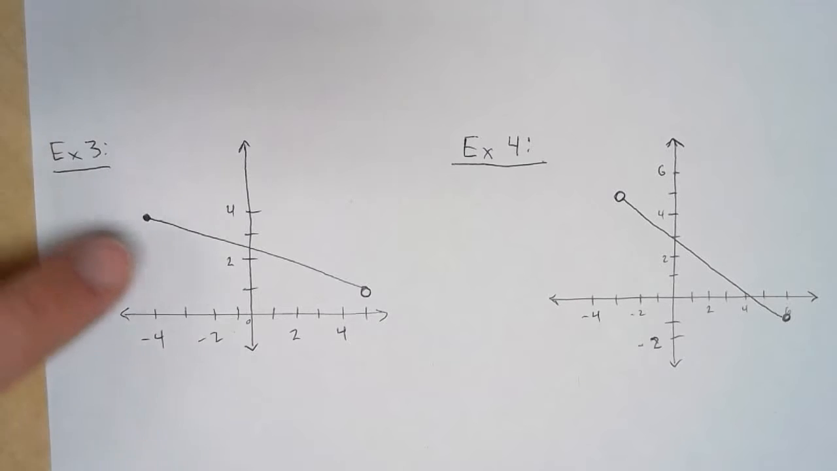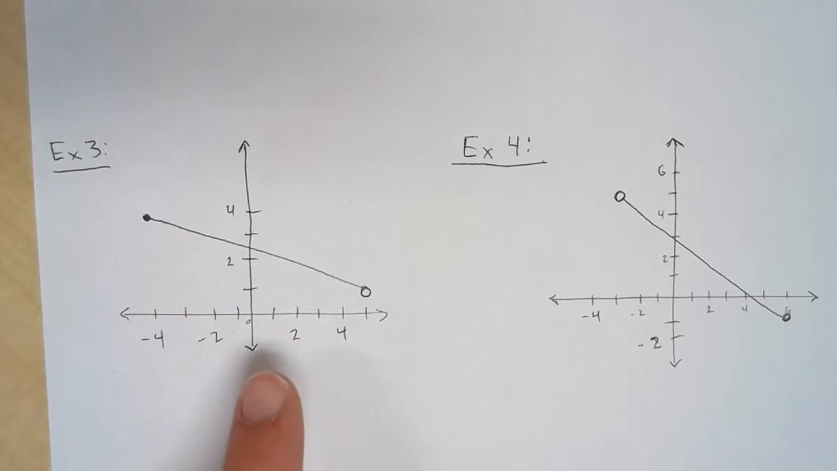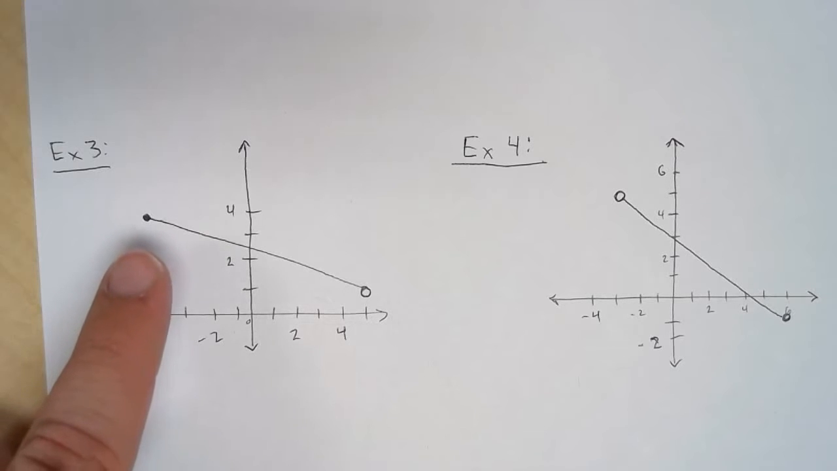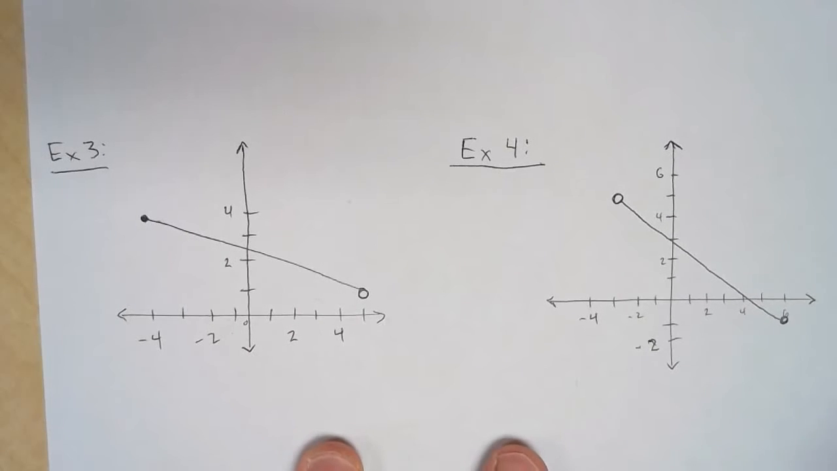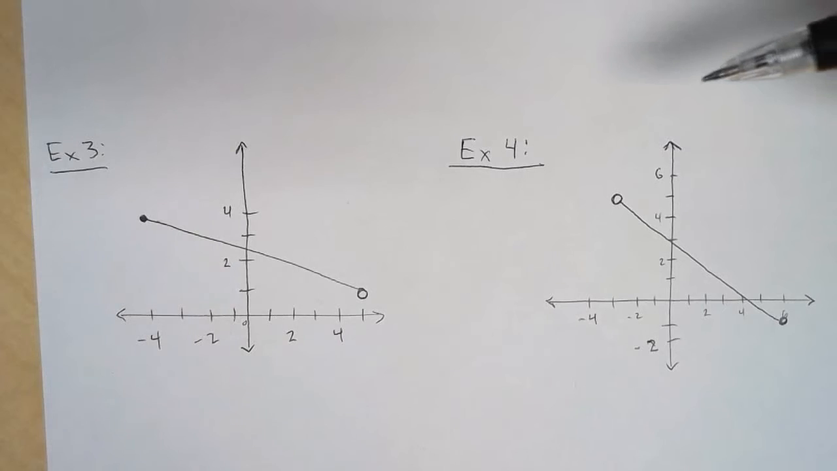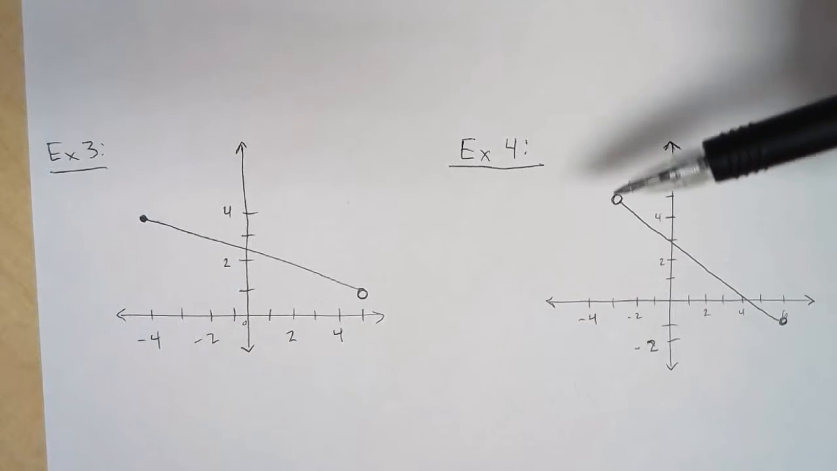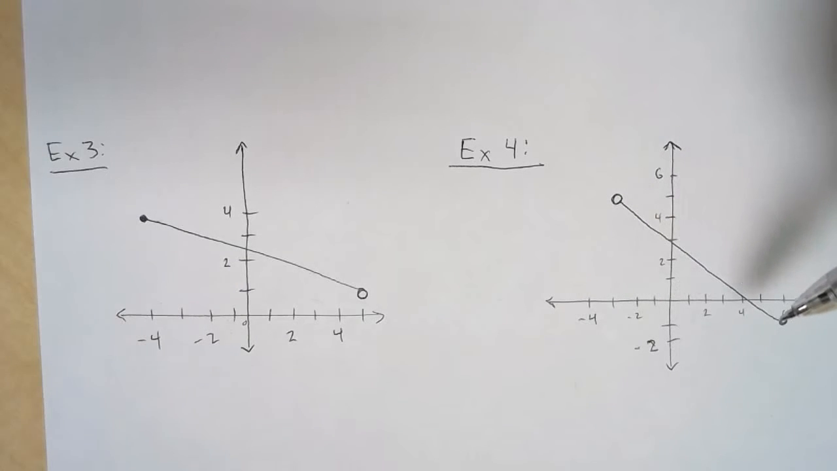For example 3, it starts at (-4, 4), and it goes in a straight line to (5, 1). And again, (-4, 4) is a closed circle, and (5, 1) is an open circle. You might have seen these before in one of our previous units. In example 4, it's very similar, and it needs to go from (-3, 5) all the way across to (6, -1).